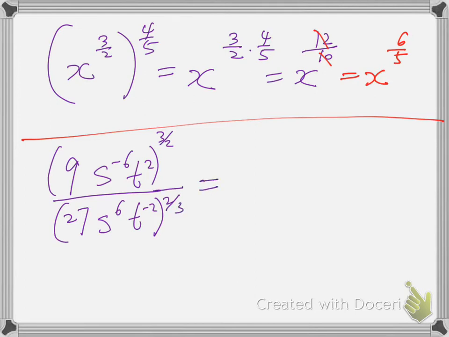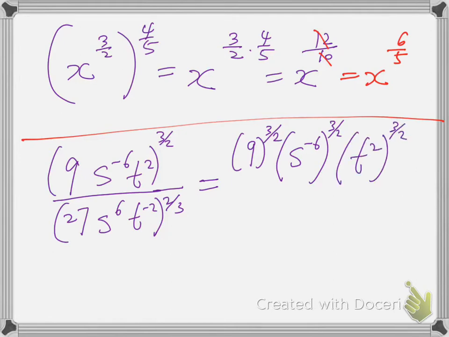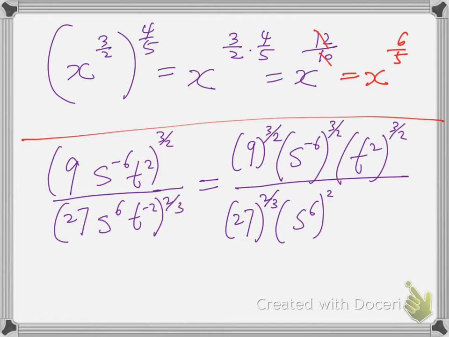So now let's look at the numerator separately. We have 9 to the 3 over 2 power, and then s to the negative 6 to the 3 over 2 power, and then t squared to the 3 over 2 power. So we have 3 parts on top. Similarly, we have 3 parts on the bottom: 27 to the 2 over 3 power, s to the 6 to the 2 over 3 power, and then t to the negative 2 to the 2 over 3 power. Yeah. So now we can simplify each part, right?